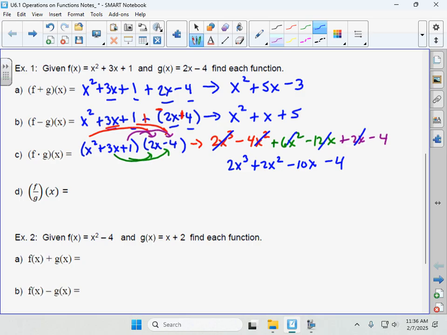All right, that's it. We're not factoring this, so don't, even though there is a GCF of 2, don't factor anything out. You're just combining like terms.